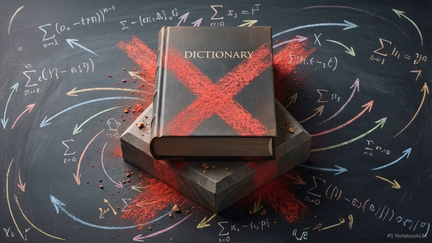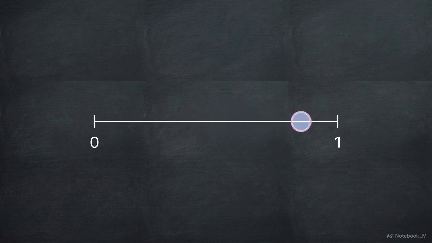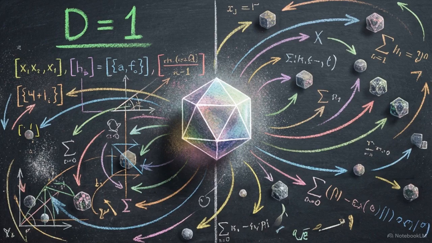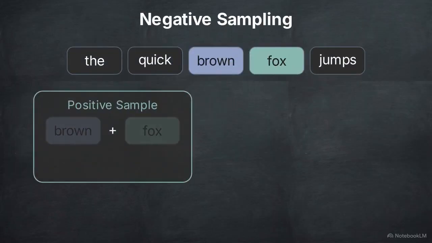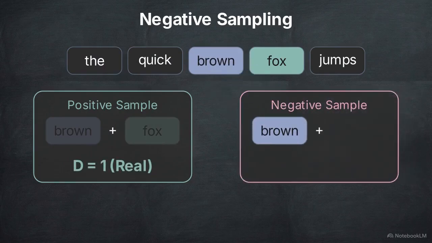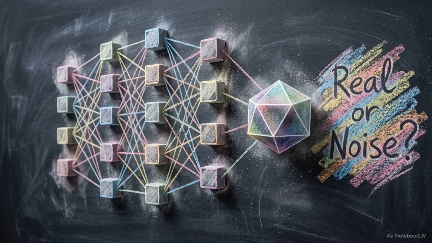Bypassing the softmax bottleneck requires abandoning the attempt to predict a specific context word out of the entire dictionary. Instead, the model performs binary logistic regression. Rather than outputting a distribution over millions of words, the model is only asked to output a single probability between 0 and 1. We start by defining a true condition. We extract a target word and its context neighbor from the text, labeling this pair D equals 1. Next, the false condition. We pair that same target word with a randomly drawn dictionary word, labeling it noise, or D equals 0.